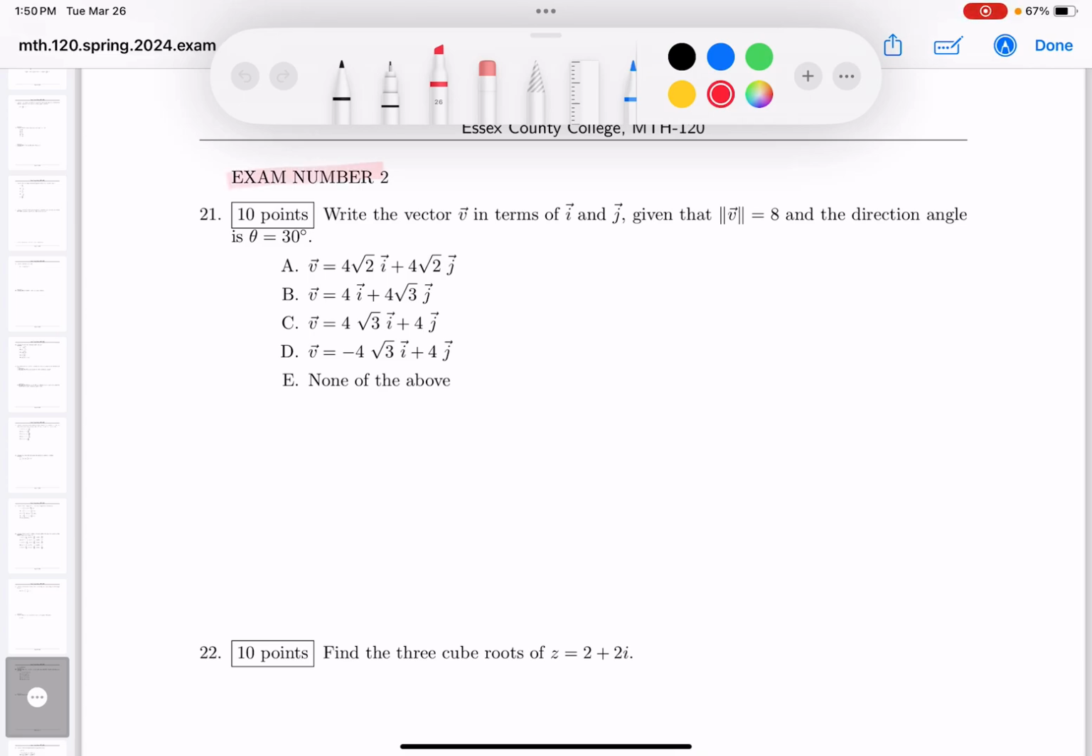Okay, we're on exam number 2, which is actually the third exam of the semester. So we've taken exam number 1, the midterm, and now this is exam number 2. All right, let's look at the first question.